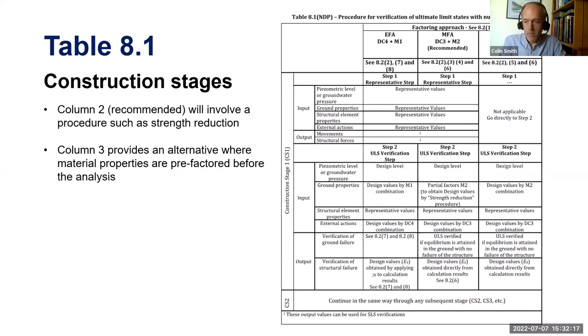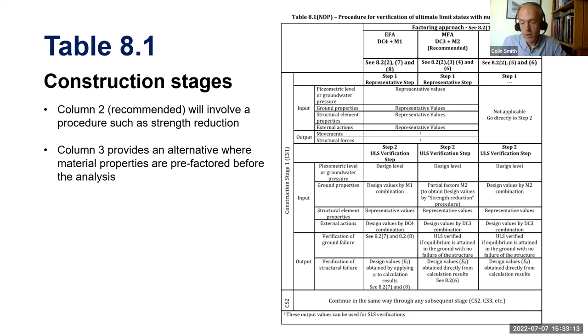And further elements that are appearing in the new code are table 8.1. So, of course, in many cases, there are construction stages to be considered when undertaking construction, and it's important to assess each of those stages as they proceed for safety. The recommendation, so the idea is that the code is trying to clarify what is often common practice or has evolved when using the current code. So the recommendation is that these EFA and MFA approaches, so these are effectively column one and column two, are adopted for each stage of the construction.